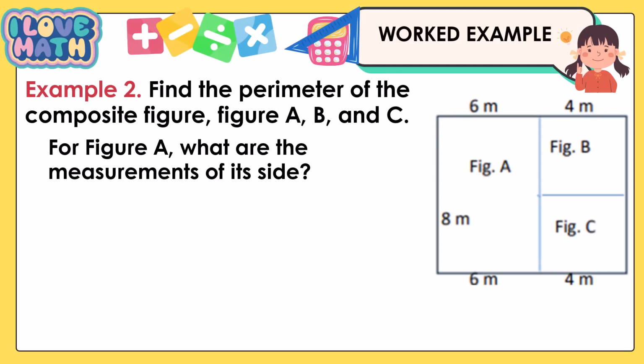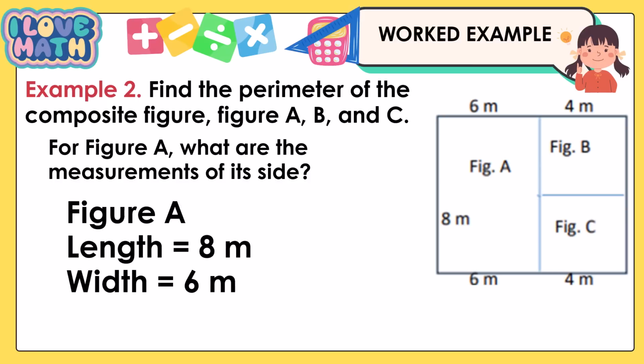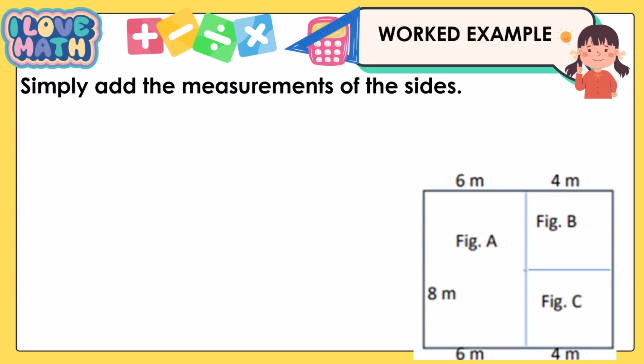Example number 2. Find the perimeter of the composite figure, figure A, B, and C. For figure A, what are the measurements of its sides? Figure A, length 8 meters, width 6 meters. Simply add the measurements of the sides.